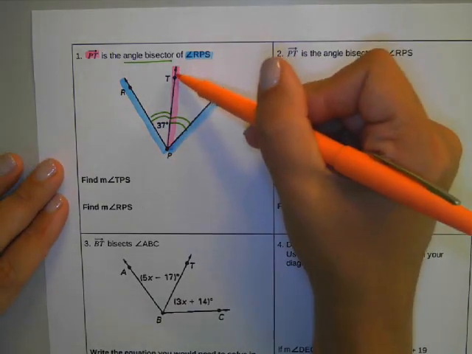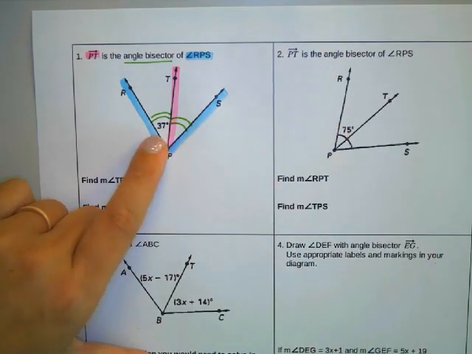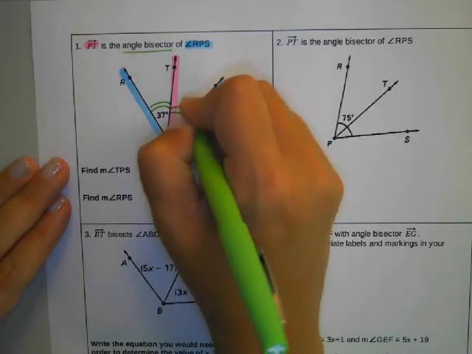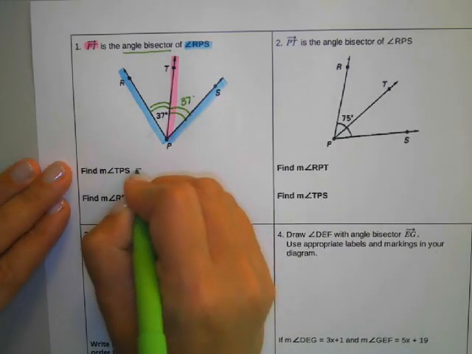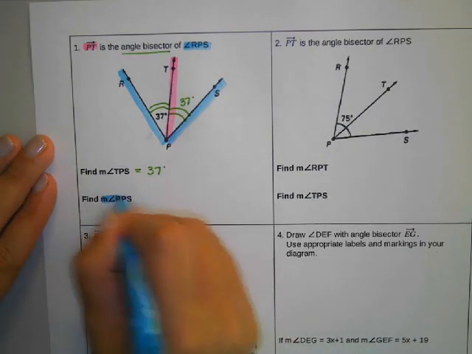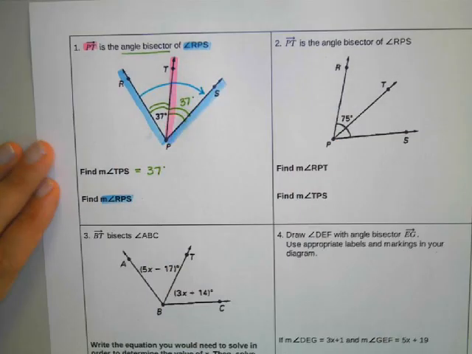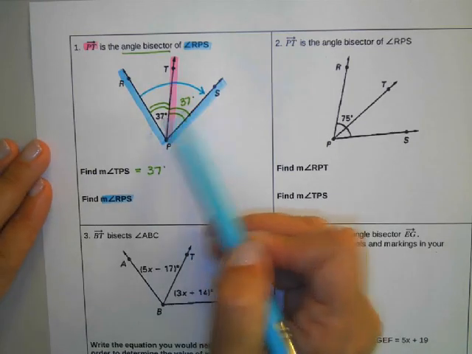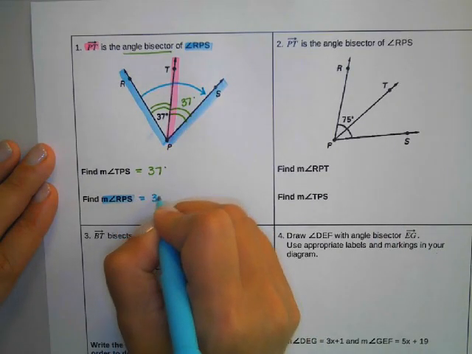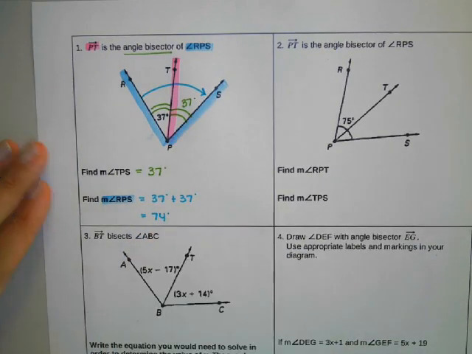Well, if I look on this diagram, TPS is the other half. I already know that this half is 37, so because it's divided exactly equally, I know that this half must also be 37. So I can say that this angle is 37 degrees. Now, RPS is the blue angle that I've already highlighted, which encompasses this entire thing. In order to find the size of that angle, I'm going to need to add these two angles together. So that means I'm going to get 37 plus 37, which is 74 degrees.